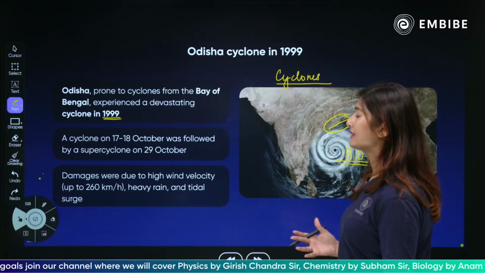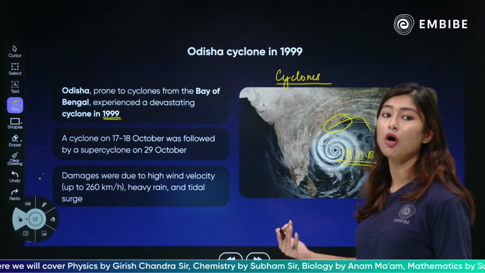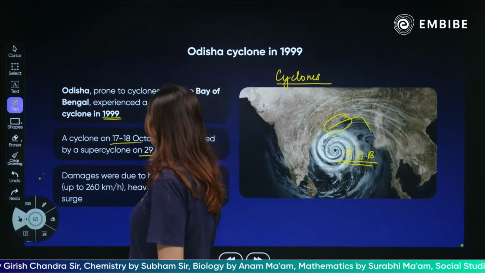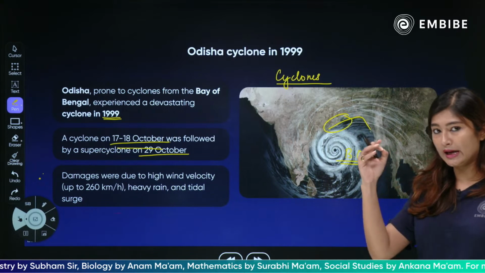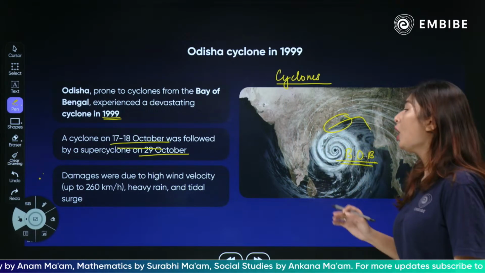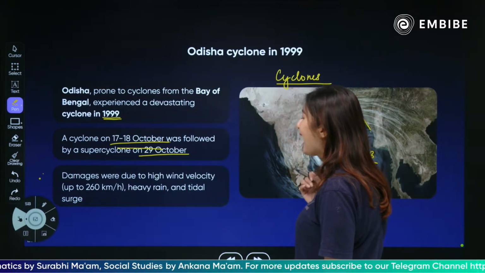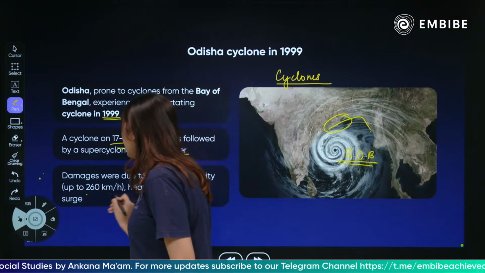A cyclone on the 17th and 18th October was followed by a super cyclone on the 29th of October. So this regular yearly cyclone occurred, but it was followed up by another, bigger cyclone on 29th of October. Damages were due to high wind velocity, which was up to 260 kilometers per hour.